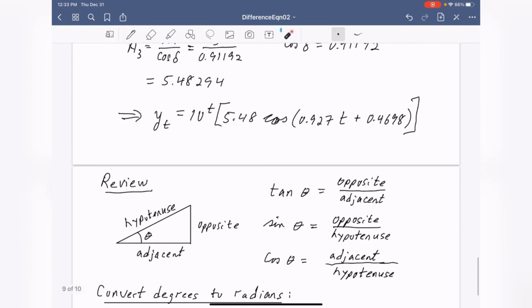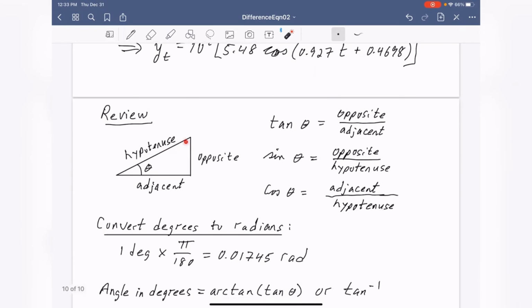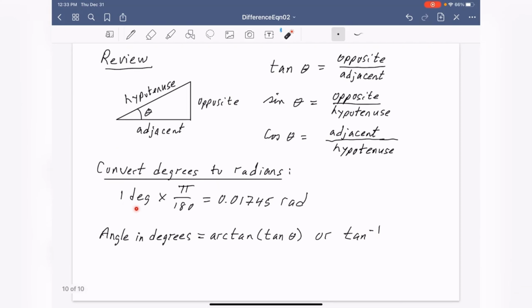Now, just for a quick review, here we have the hypotenuse, the adjacent, the opposite, and theta. Tan theta is opposite over adjacent. Sine theta is opposite over hypotenuse. Cos theta is adjacent over hypotenuse. We convert degrees to radians using 1 degree times pi over 180. That gives us 0.01745 radians per degree. And the angle in degrees is the arctan, or tan minus 1, of the tangent theta.